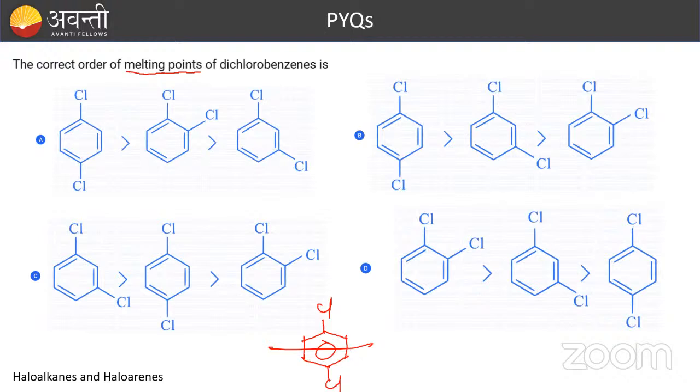Next to para, ortho will come. Then only meta. So option A is the correct answer. Okay. Option A is the correct answer. Clear? So you can see the values in the book. First para, then ortho, then meta. Got it? So this is all for today.